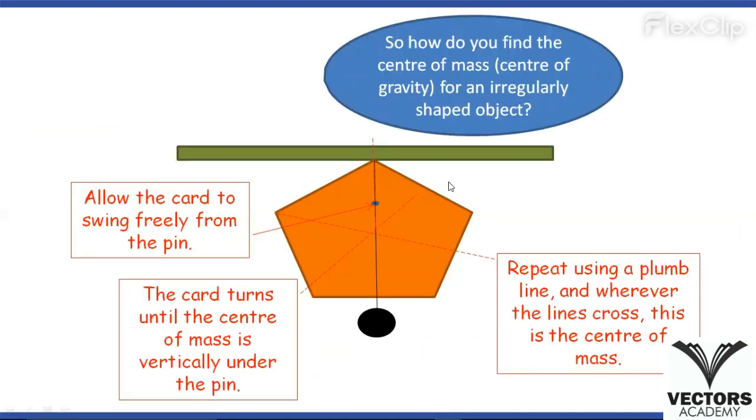Then take another point on the object and fix it with a pin. Again, draw the line along the thread. Where the two lines intersect, that point is the center of mass of the object.